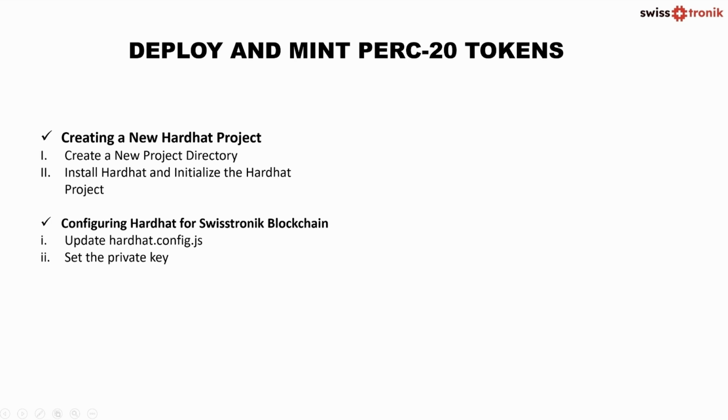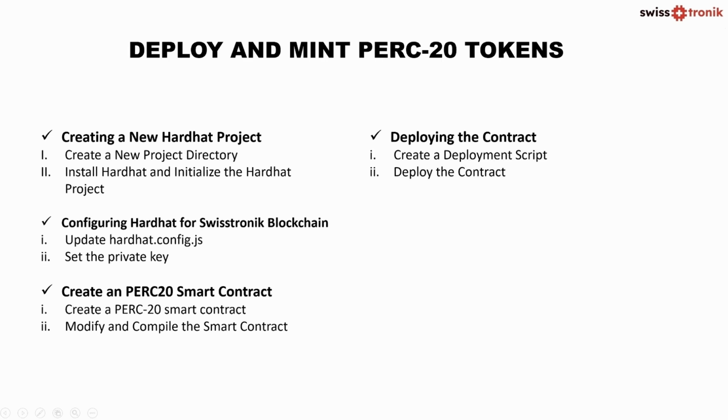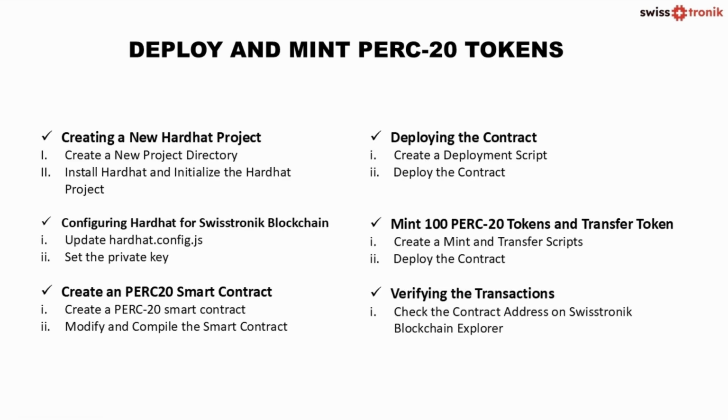Then we will configure the Swisstronik network and set the private key. After this, create a PERC-20 smart contract and compile the smart contract. Next, deploy, mint, and transfer PERC-20 token on the Swisstronik network. And finally, we'll verify the transaction on the Swisstronik blockchain explorer.